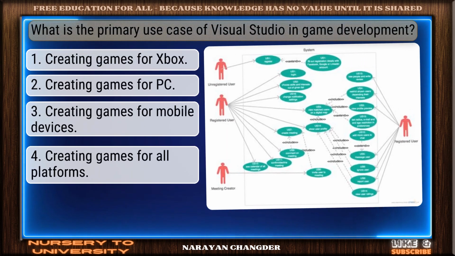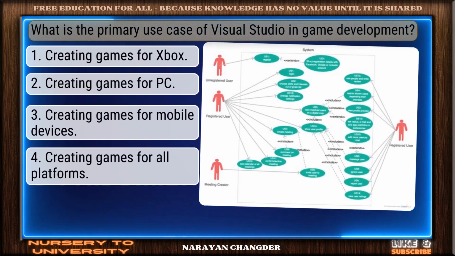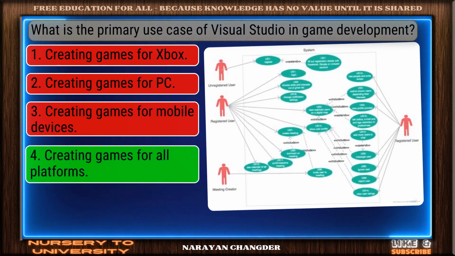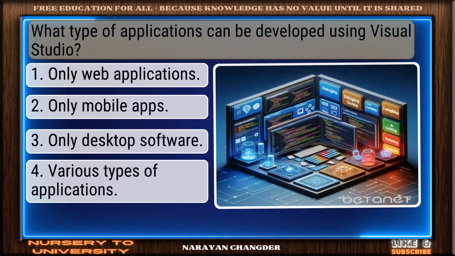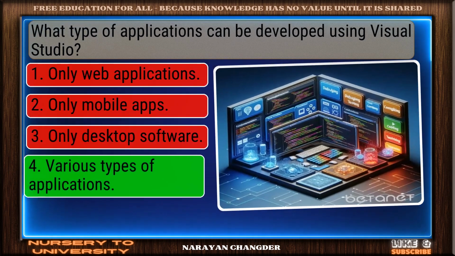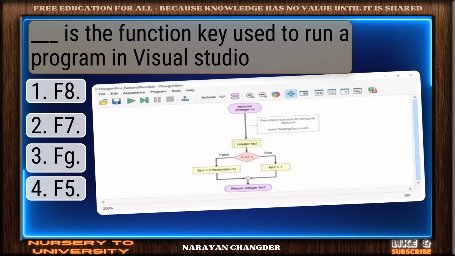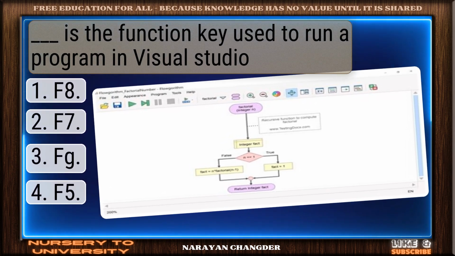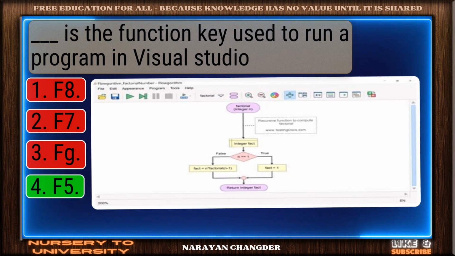Question number 15. What is the primary use case of Visual Studio in game development? Smart pick. Creating games for all platforms is the correct choice. Question number 16. What type of applications can be developed using Visual Studio? You're right. Various types of applications is the correct answer. Question number 17. Dash is the function key used to run a program in Visual Studio. Right again. F5 is a valid answer.